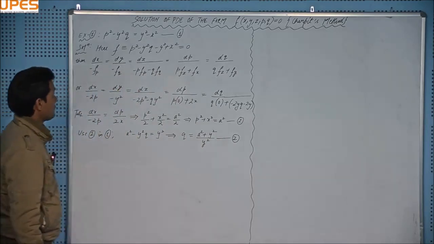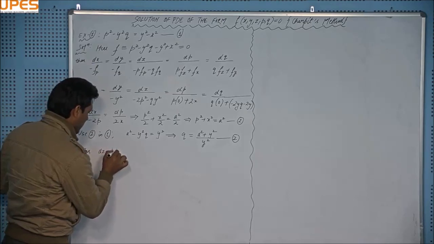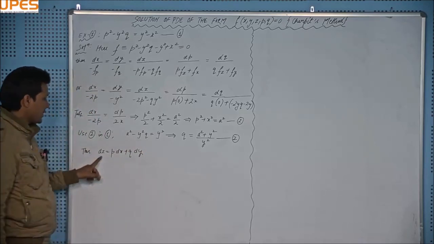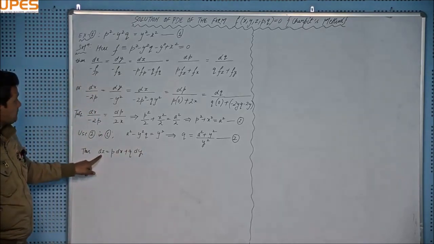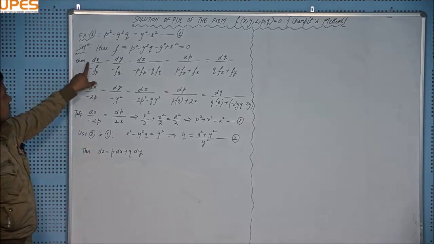Now my next target will be using dz equal to p dx plus q dy, and notice that this equation is a direct implication of these three ratios.